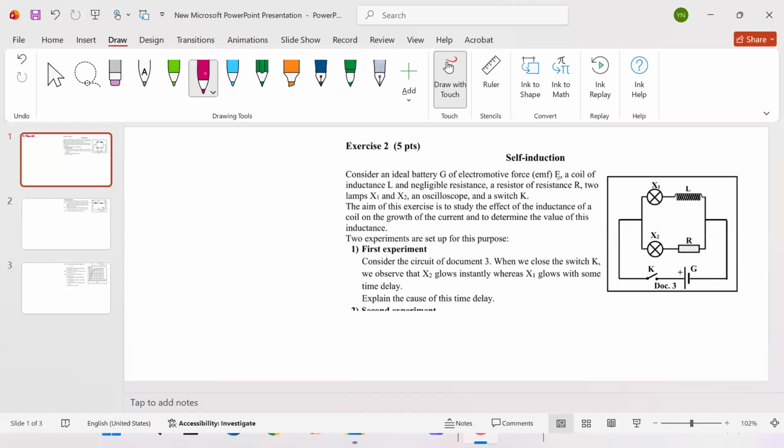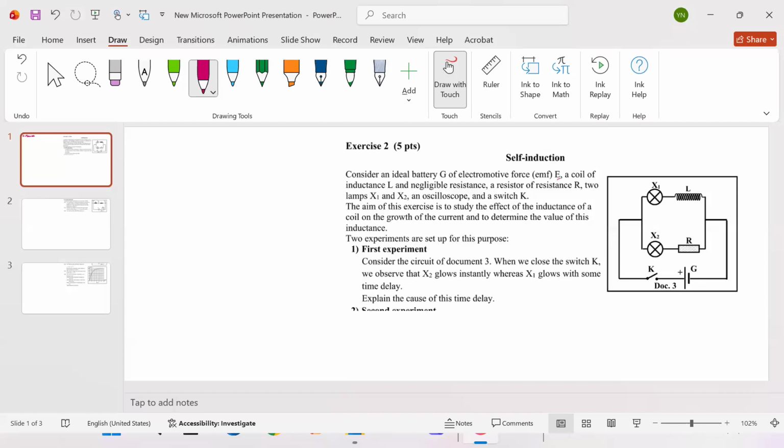I will tell you something. This figure here is seen a lot in the courses of self-induction. Most of the teachers explain this figure, and it's mainly the most common figure in self-induction because it was the experiment done at the beginning of the formation of self-induction, so it is really important. Now, what do they mean by explain the cause of this time delay?